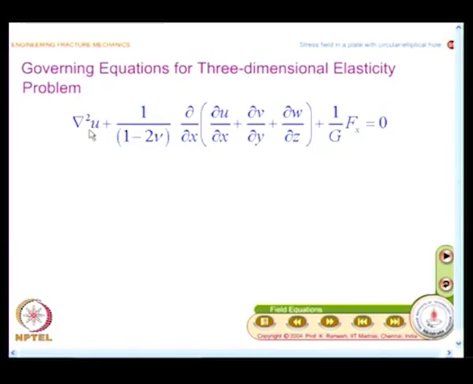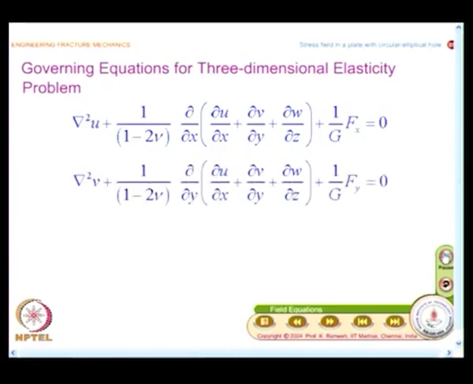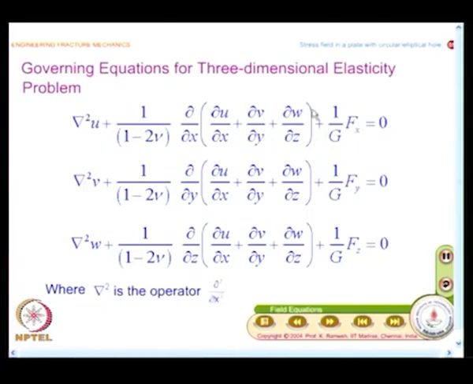So, you have this as del squared u plus 1 by 1 minus 2 nu dou by dou x of dou u by dou x plus dou v by dou y plus dou w by dou z plus 1 by G f suffix x equal to 0. For each of these directions you will have cyclically this is formed. For the u displacement you have dou by dou x, for v displacement you will have dou by dou y, and for w displacement you will have dou by dou z. The basic form of the equation is similar, and here you have fx, fy and fz, and del squared is the very famous operator, nothing but dou squared by dou x squared plus dou squared by dou y squared plus dou squared by dou z squared.